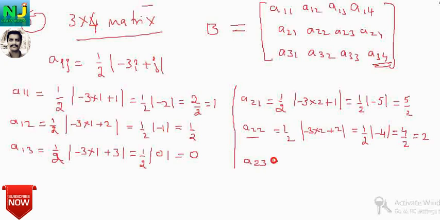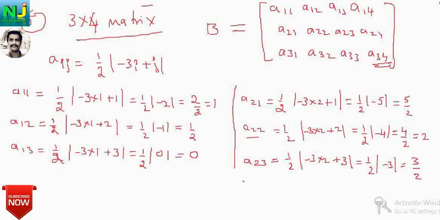Similarly, A23 can be written as 1 by 2, minus 3 into i, where i is equal to 2, plus 3, that is j is equal to 3. So 1 by 2 minus 3 2s are 6, minus 6 plus 3 becomes minus 3. Modulus of minus 3 is equal to plus 3. So the answer is 3 by 2. So this is the second row elements.